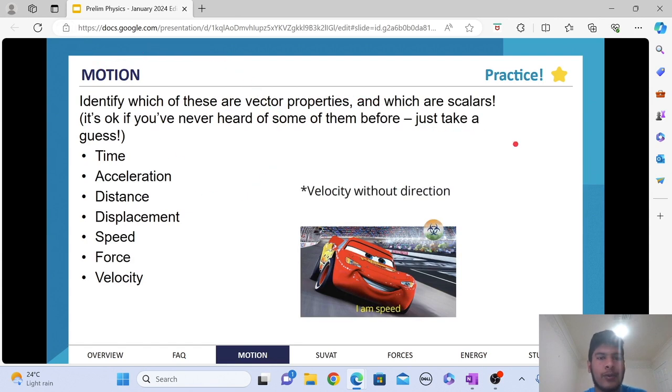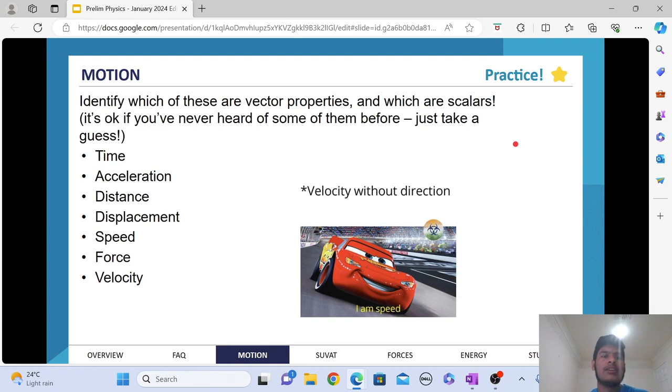So first we want to identify which of these are vector properties and which ones are scalars. It's okay if you guys have never heard of them before, just guess if you would like to. Maybe I'll give 10 seconds for you guys to have a think about that. Try and classify each one of these as either a vector or a scalar. Yeah, that should be good.